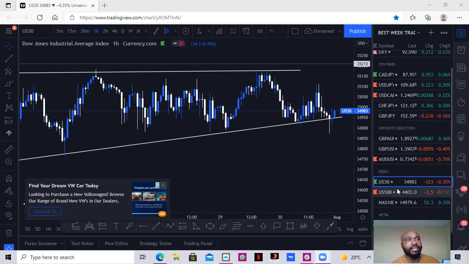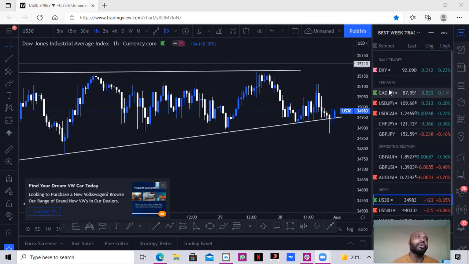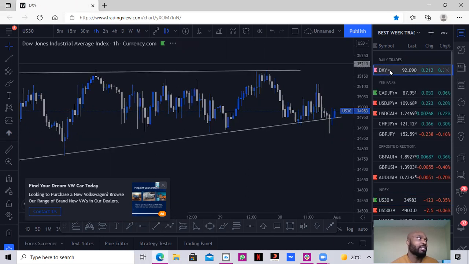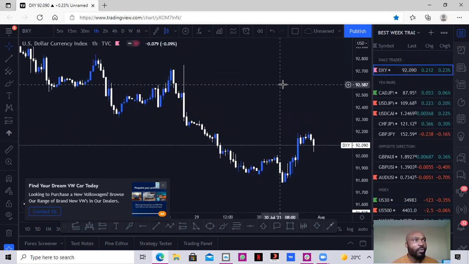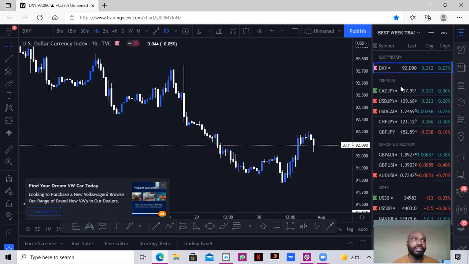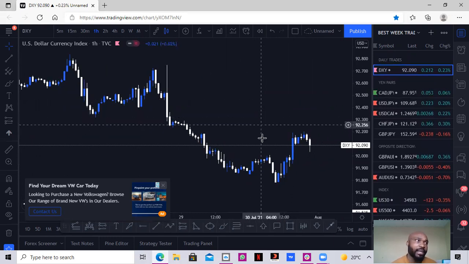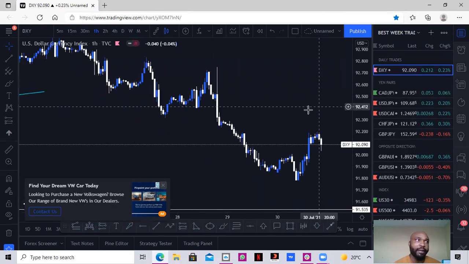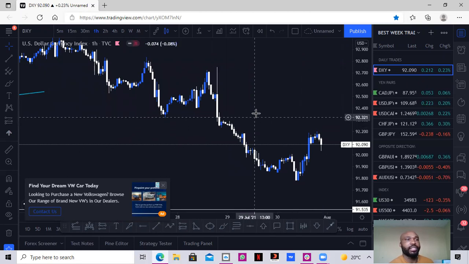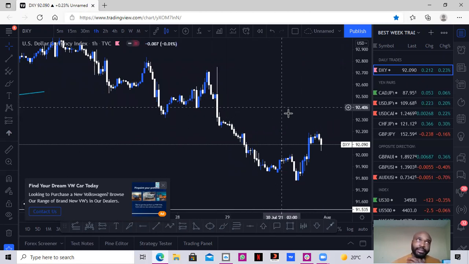And then on the index, I've got US 30, US 500, US 100, okay? So these are the pairs that I'm only concentrating on. And obviously, you need a dollar index on your charts, guys. Why the dollar index? Because you're able to see how the dollar momentum is moving at a particular time, so you can know how to trade your dollar pairs and all that stuff.